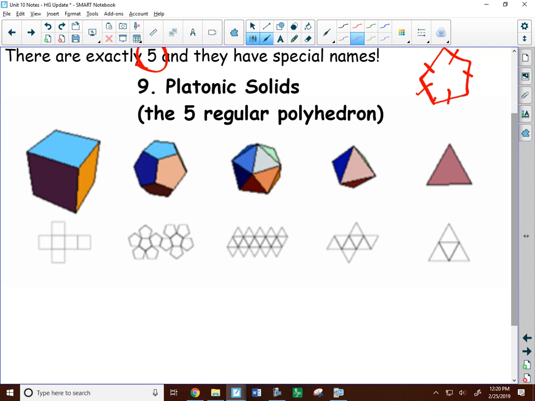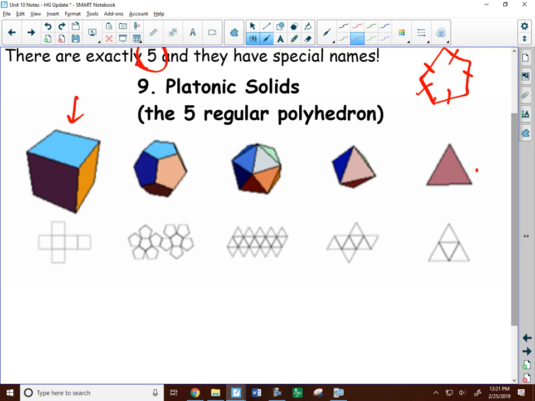Yeah. Well, it's no longer standard, but I do like that. And there's 5 of them. Some of them you're used to. The cube. They were even colorful marshmallows. Triangular pyramid, which is also called tetrahedron. What was the first one?